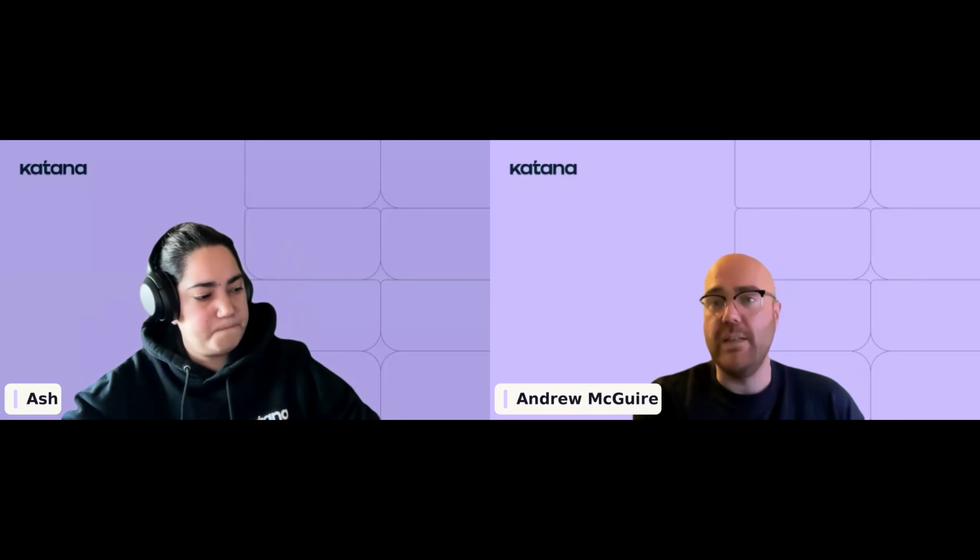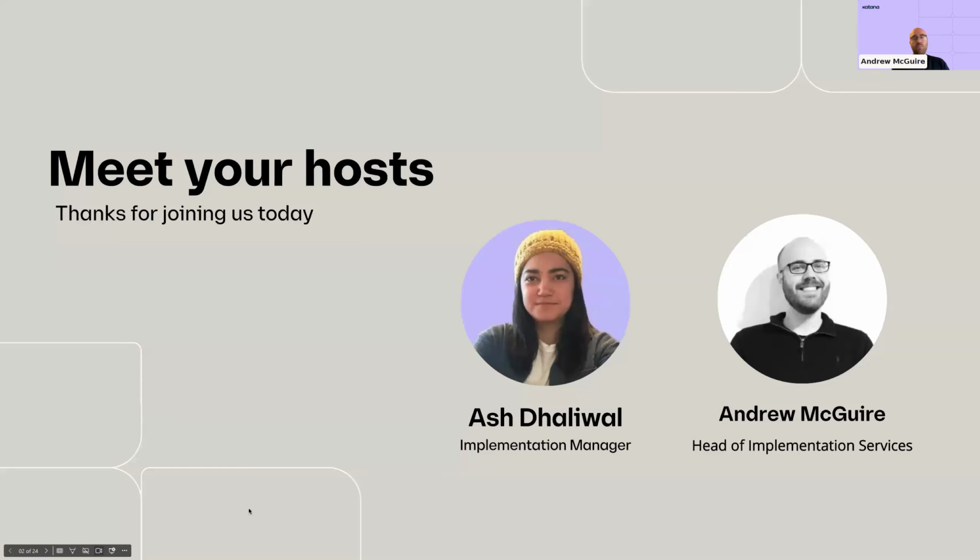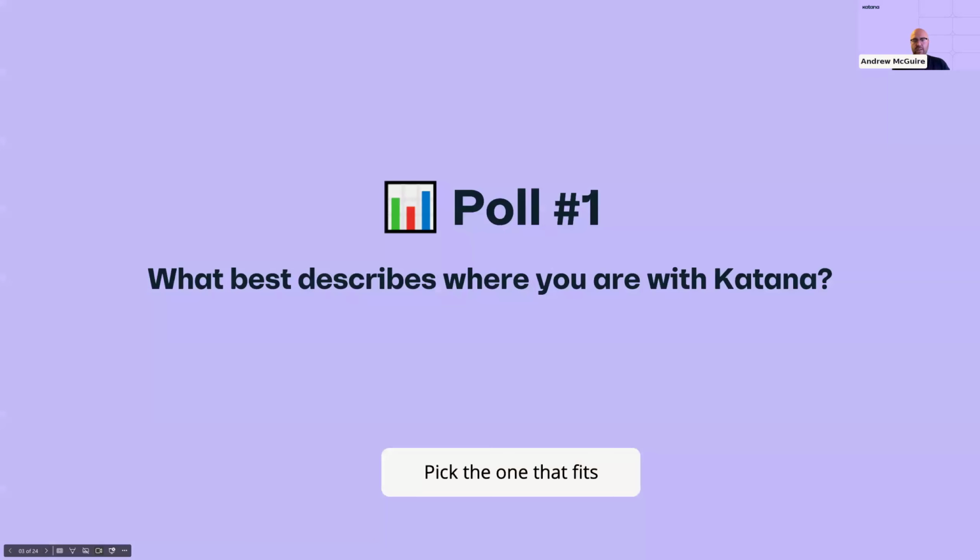So the title of our webinar is Getting Started with Katana, and basically walking through the basic setup steps that you'll need to take to go live. And we'll help you start making, tracking, and fulfilling with ease. So just to kick us off, we're your hosts. And quick poll here. We want to understand what best describes the current state you're at in Katana. So I'm going to launch this and go ahead and type in your answers. While we take some time and collect these, we're going to proceed.